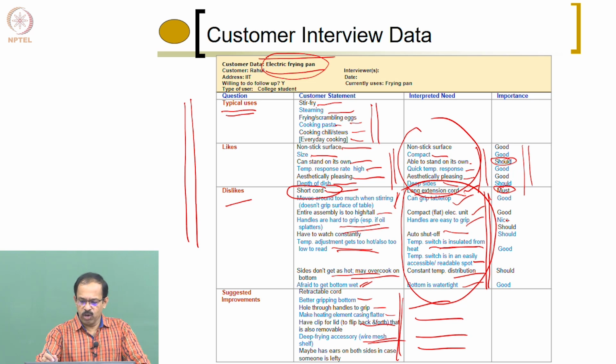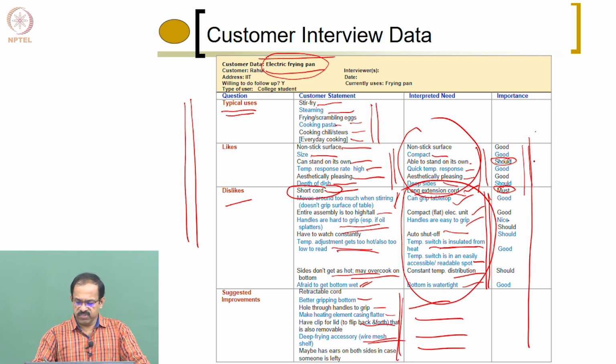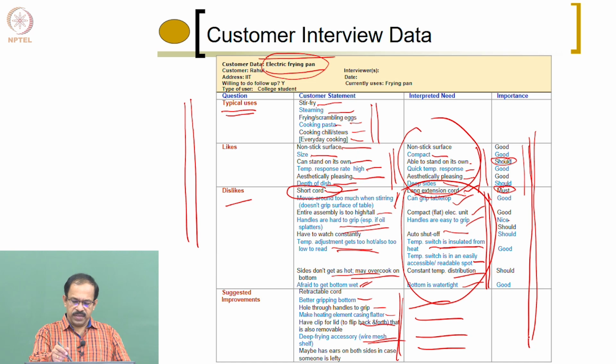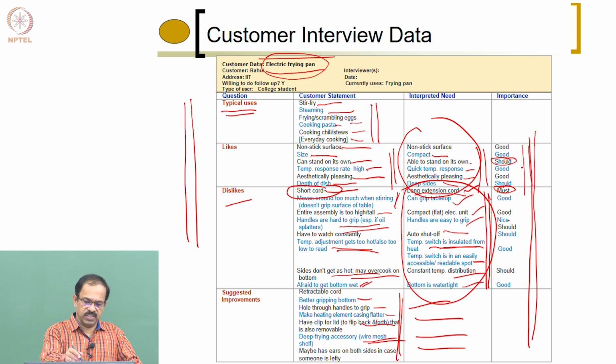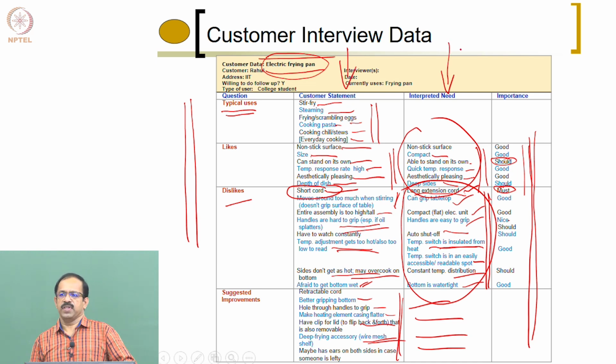So this way you will be creating the needs list with the interpreted need and the importance for this particular product. This is the way you use the like-dislike form to gather raw data from the customer. So this is the raw data and these are the interpreted needs of the customer.